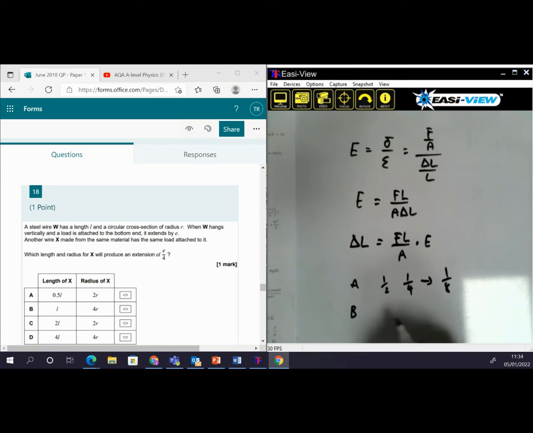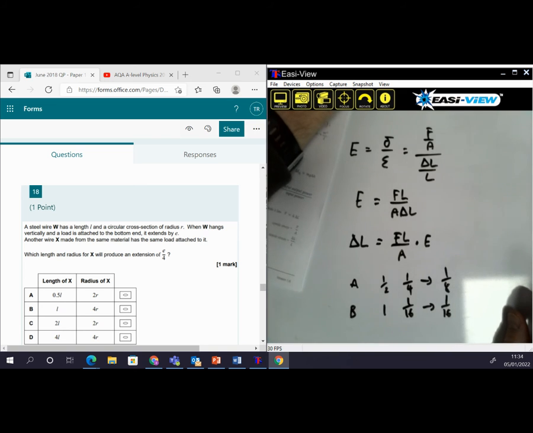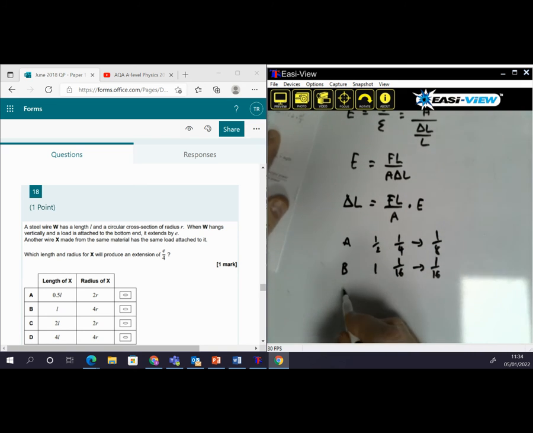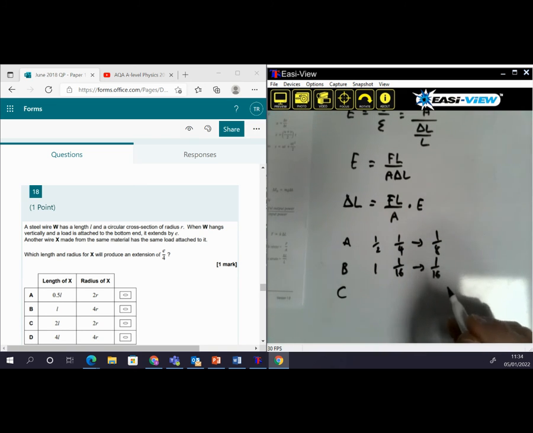Then we've got line B. We've got the same length, and then we've got an increase in the radius of 4, which will increase the area by a factor of 16. So that gives us a 16th. That's not right. And then we have C, where we have doubling the length. So that'll double the extension. And then we've doubled the radius. That'll quadruple the cross-sectional area. So that gives us an overall halving of it.